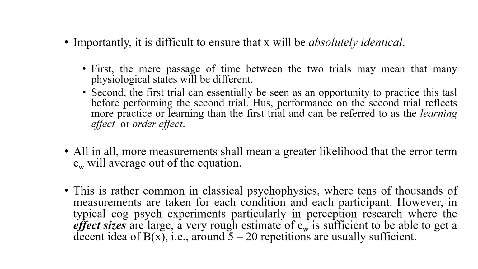All right. Now, all in all, what really is going to happen is that more measurements will mean a greater likelihood that the error term will be small, negligible, and in some sense factor itself out of the equation. Your measure becomes closest to this perception action loop that you are trying to estimate anyway. All right, and this is very common in classical psychophysics experiments, where tens of thousands of measurements are taken for each condition and each participant.